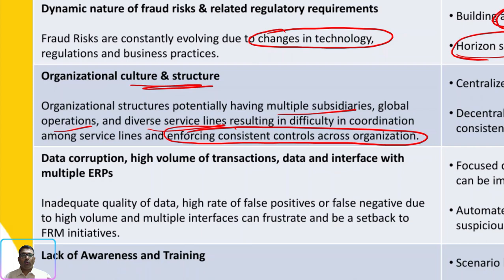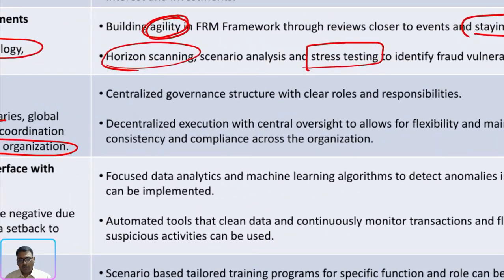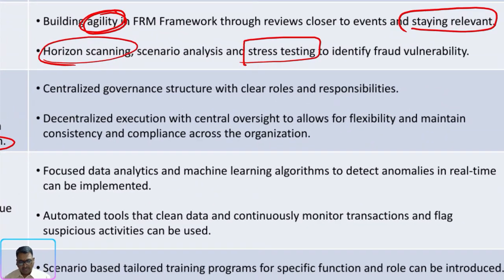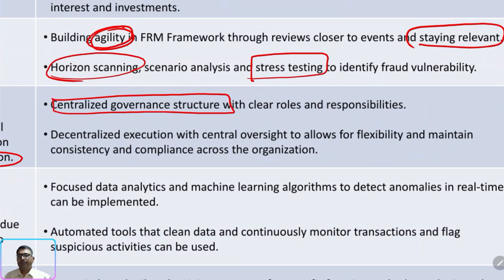So you will have those complexities coming in when you are looking at a global operation. Now, how can we do that? One of the key aspects can be to centralize the governance structure with clear roles and responsibilities. Now, there will have to be a common structure that cuts across the geos, and it has to be enforced.